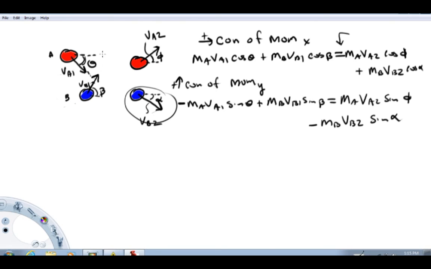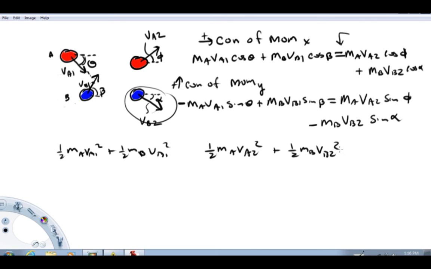We would add up all the kinetic energy before our impact, which would be 1/2 MA VA1 squared plus 1/2 MB VB1 squared. And then we would add up all the kinetic energies in our picture after the impact: 1/2 MA VA2 squared plus 1/2 MB VB2 squared. And if we believe they're equal, we'd put that between them.